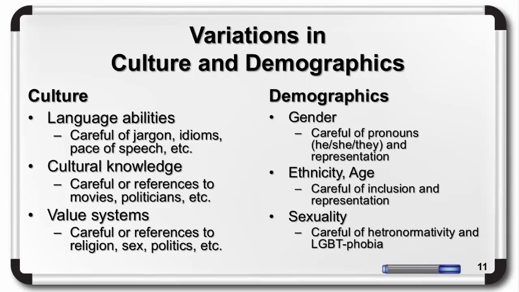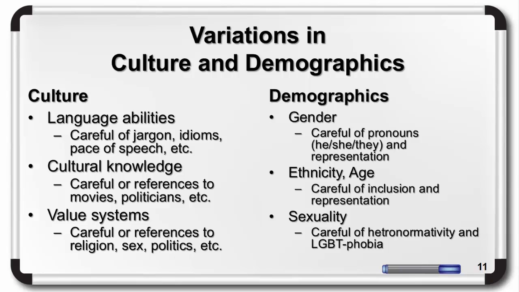You should also be careful of how you represent gender, for example, by not using gender stereotypes. As for ethnicity and age, you should also be careful of inclusion, for example, when choosing pictures or media of groups of people. As well, like gender, you should be careful of representation, for example, by not using racial or age stereotypes. Lastly, regarding designing for inclusion of different sexualities, you should be careful of both heteronormativity and LGBT phobia.